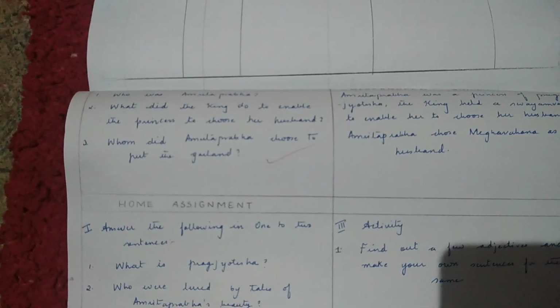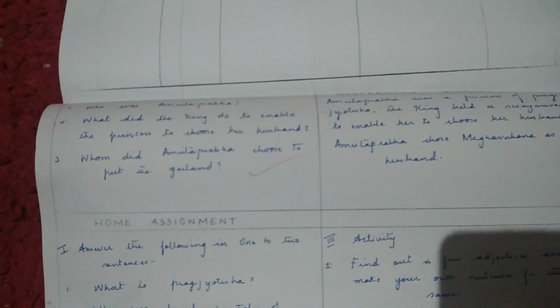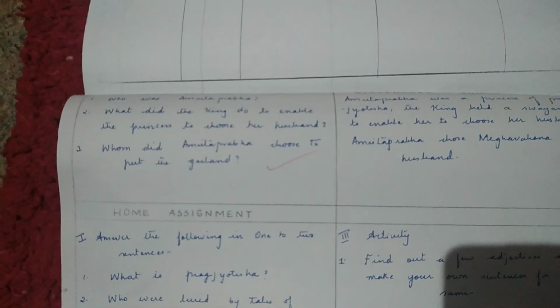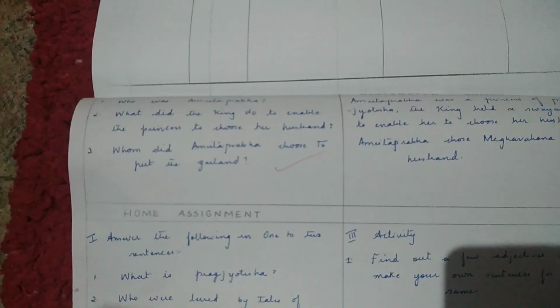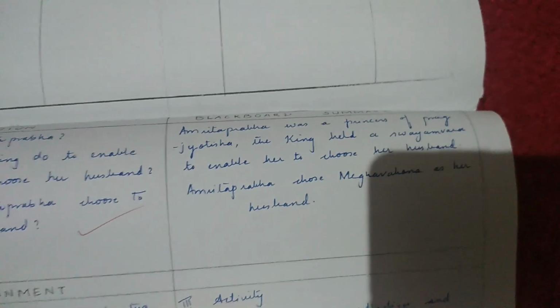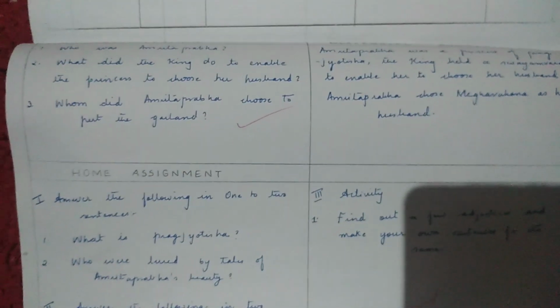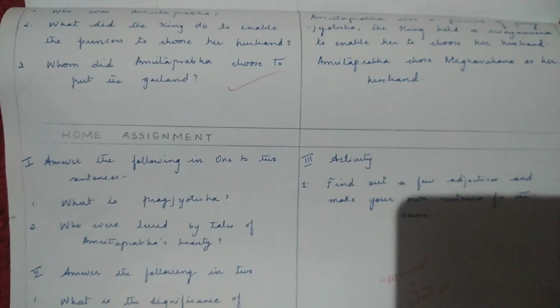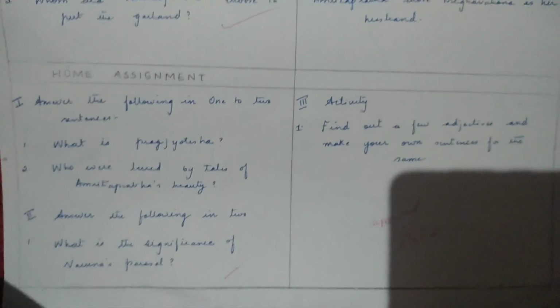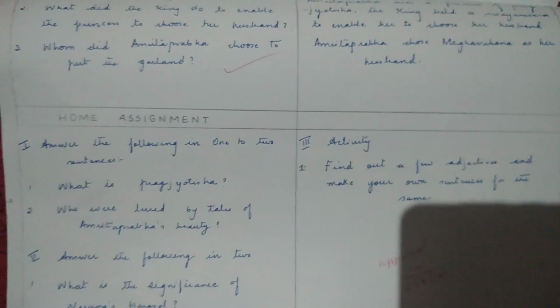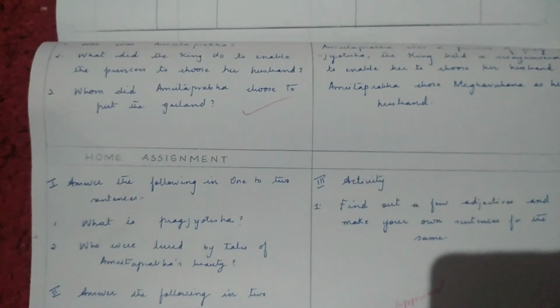By asking questions, you would try to recall whatever has been learned, and then you can write down the summary on the board, the blackboard summary, and make them copy it in their respective books. Then you give a home assignment along with an activity, and end this lesson. Okay.